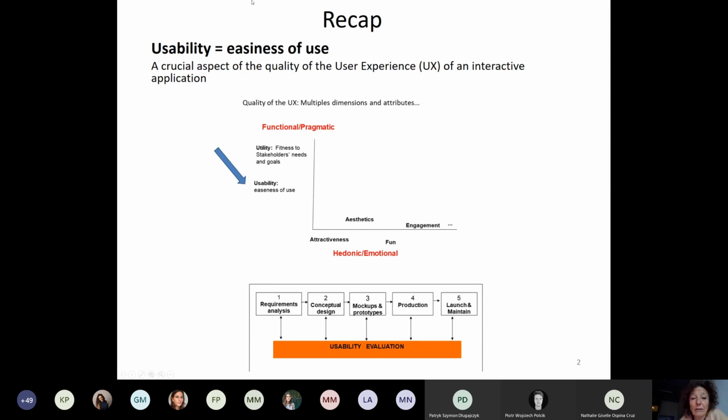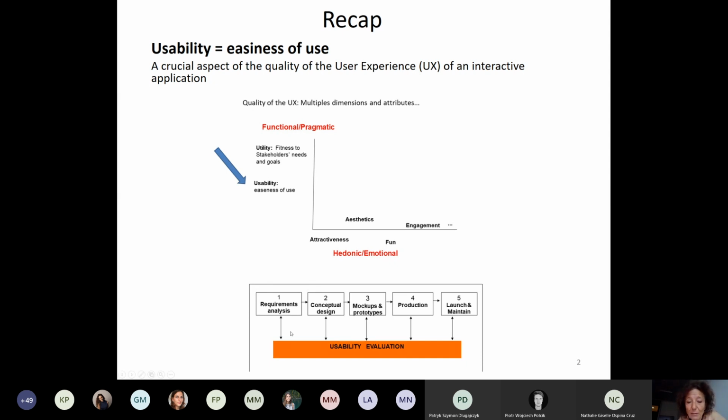It's under the category of functional and pragmatic attributes of the user experience, which are one main dimension for the quality of the user experience. The other main dimension is called hedonic or emotional, it has to do with all the aspects that hit your emotion, your psychological dimension, has to do with attractiveness, aesthetics, fun, feeling engaged, and so on.